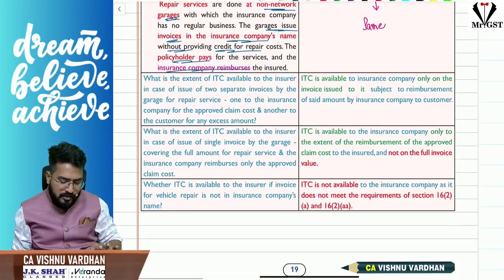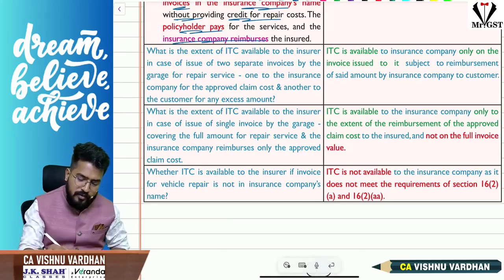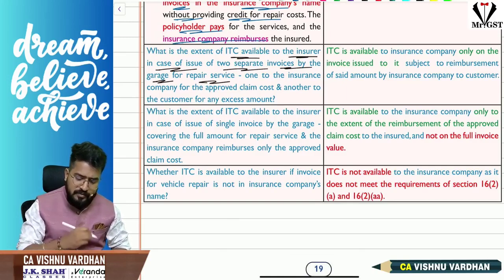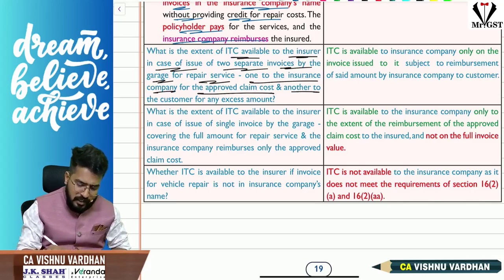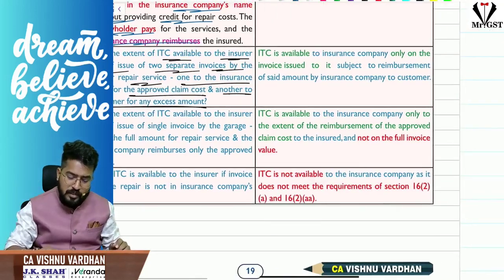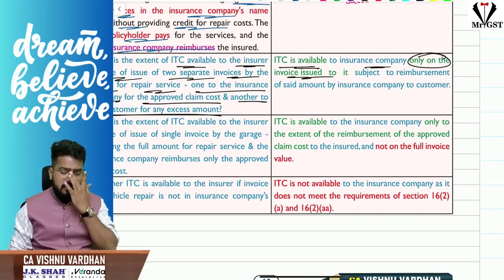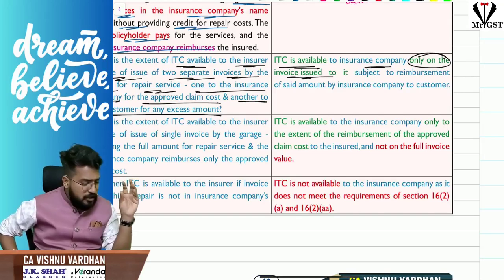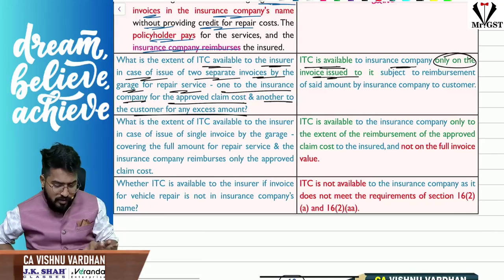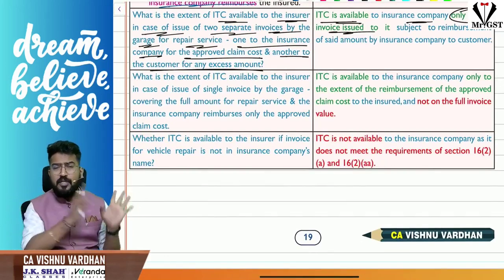Now the issue is, sir, as I told you, 1 lakh is the repair cost, 80,000 is approved, 20,000 is excess. Correct? Sir, to what extent is ITC available to the insurer in case of two separate invoices by the garage for repair services, one to the insurance company for approved claim cost, another to the customer for any excess amount? As I told you, 80,000 to the insurance company and 20,000 excess amount to the customer. ITC is available to the insurance company only on the invoice issued to it, subject, of course, to the said amount being reimbursed to the customer. That means the insurance company can take ITC only on the 80,000 because that is the burden they are taking, correct? They are not taking the burden of the entire 1 lakh. So the garage gave an 80,000 invoice to the insurance company and 20,000 to the customer. The insurance company can take ITC only on the 80,000.